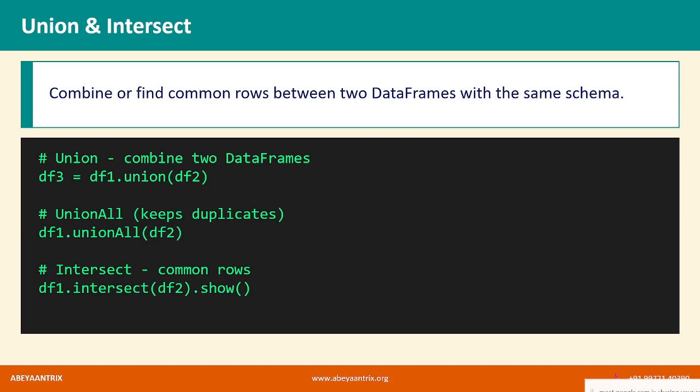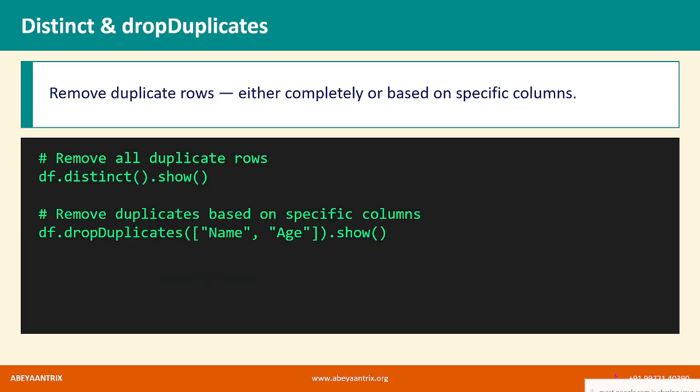So what is the difference between union and union all? In union, duplicates will not be there, but in union all it keeps the duplicates. In union, even though there are duplicates, it will discard them, but in union all it will keep the duplicates. And intersect, what does intersect do? It returns only the common rows from df1 and df2, only the common thing. So these are the union and intersection operations you can do with data frames.